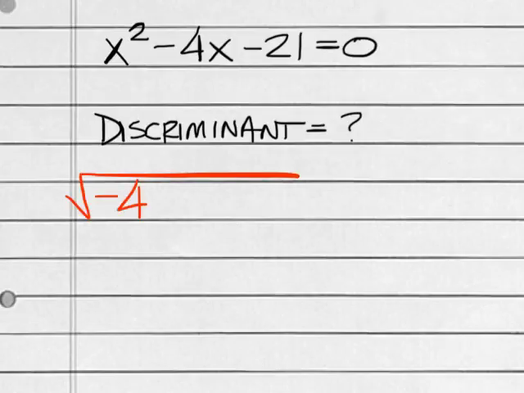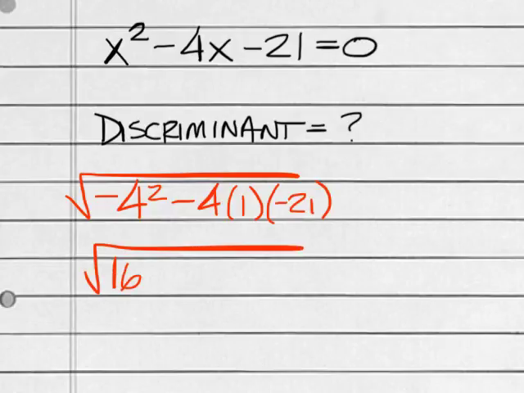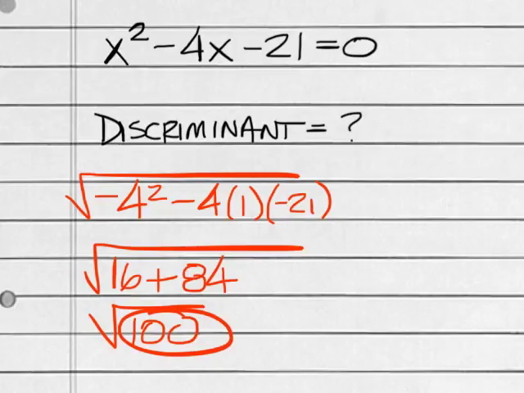Negative 4 squared, and then minus 4 times 1 times negative 21, which is going to be 16 plus 84, which is 100. Actually, the 100 is going to be the discriminant. So if you had 100, you can come up and collect your 3 million.